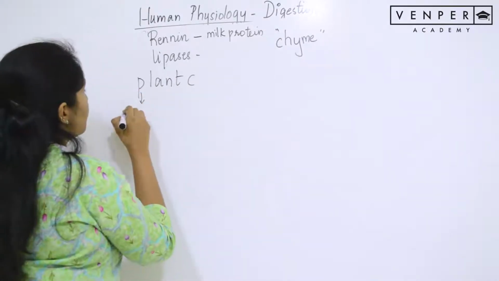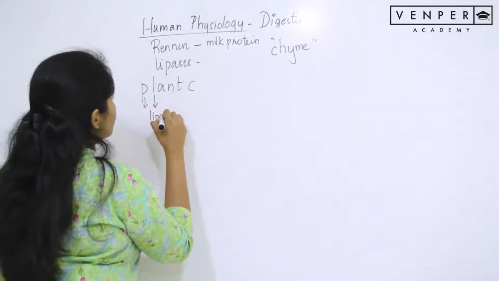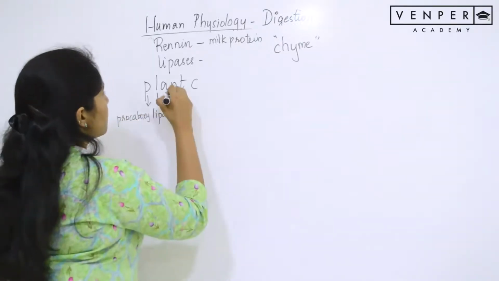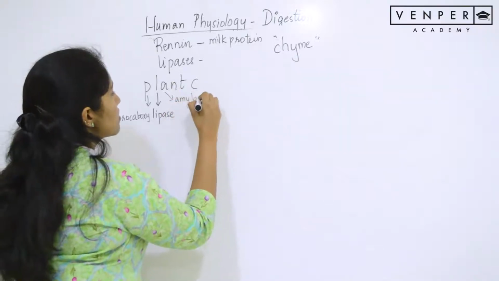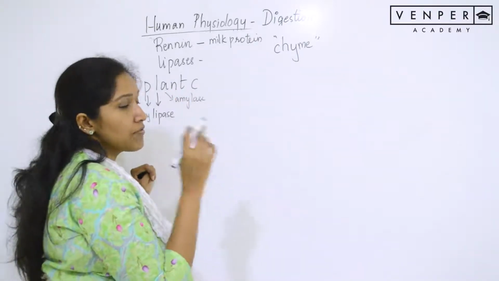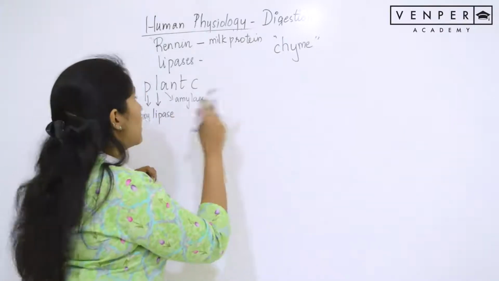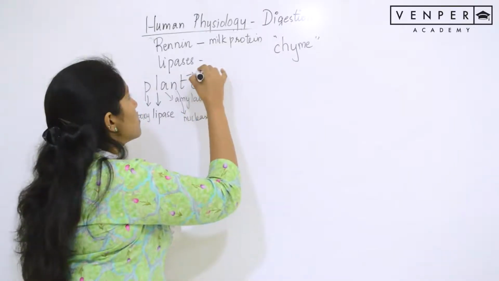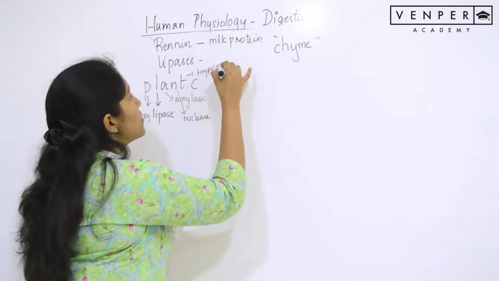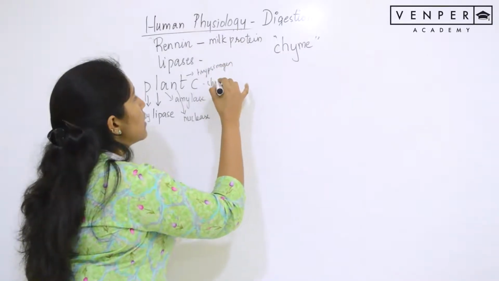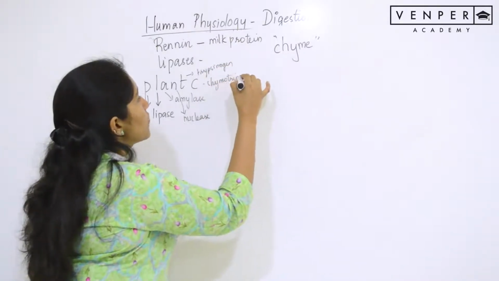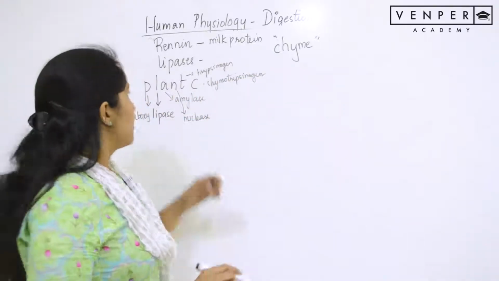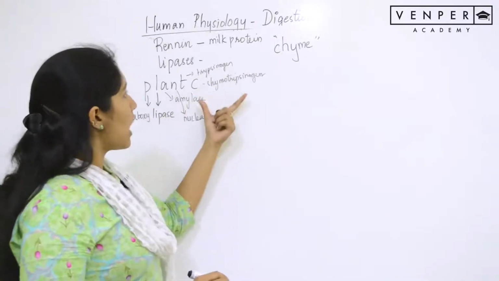So you have lipase, pro-carboxypeptidase, amylase. Here the amylase is differentiated from the salivary amylase because it is the pancreatic amylase. You have the nuclease, the trypsinogen and the chymotrypsinogen. So these are poured into the duodenum, and all these are in the inactive form.